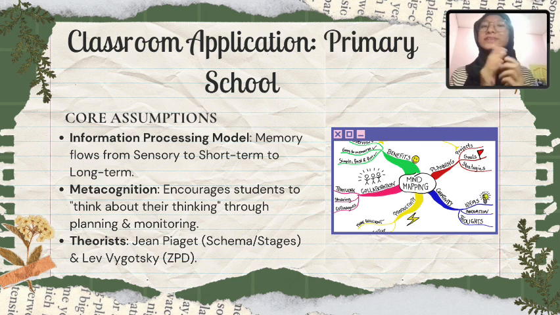Information enters through sensory memory, moves into working memory, which can only hold around 5 to 9 items at once, and is then encoded into long-term memory. Another crucial element is metacognition, or thinking about thinking, popularized by John Flavell.